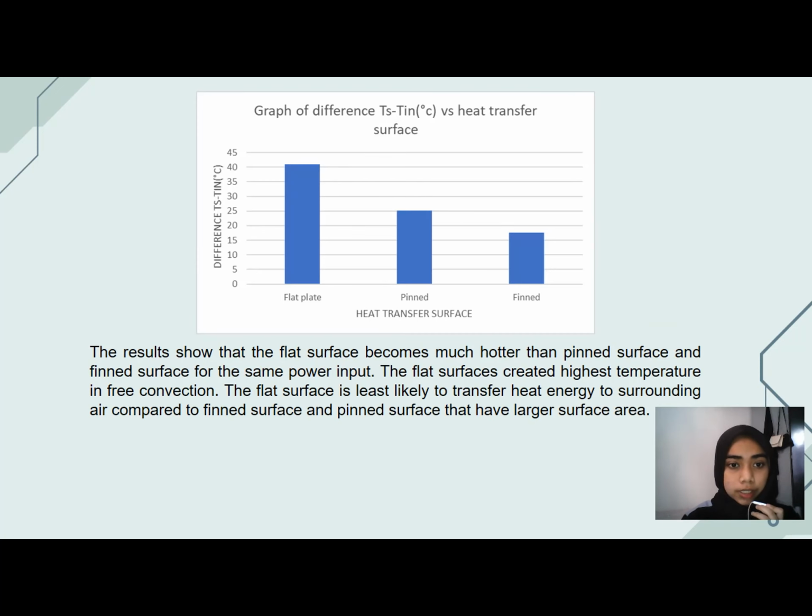So here is the chart for the flat plate, pin and fin surface for heat transfer surface. The results show that the flat surface becomes much hotter than pin surface and fin surface for the same power input. The flat surface created the highest temperature in free convection. The flat surface is least likely to transfer heat energy to the surrounding air compared to fin surface and pin surface that have larger surface area.